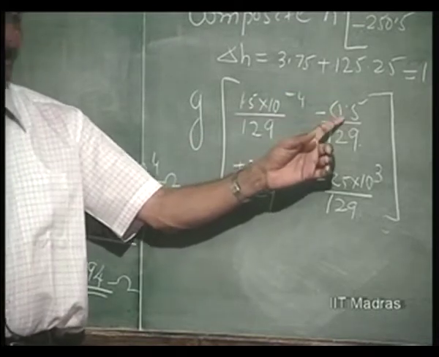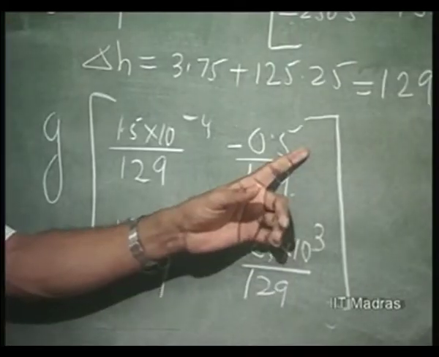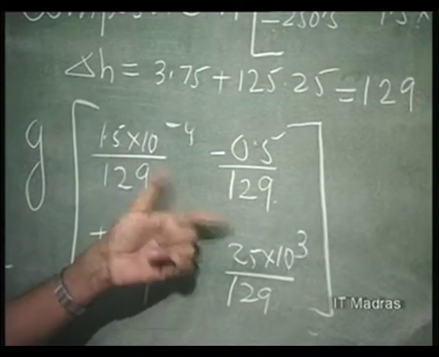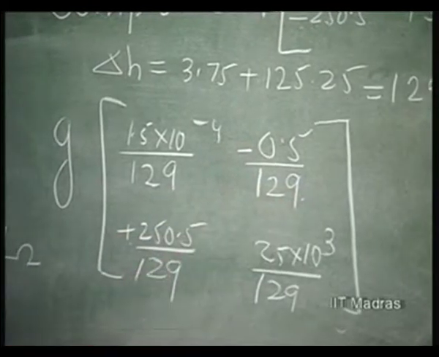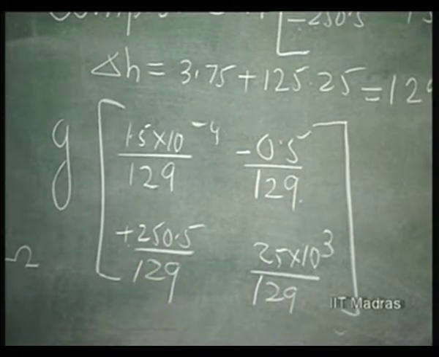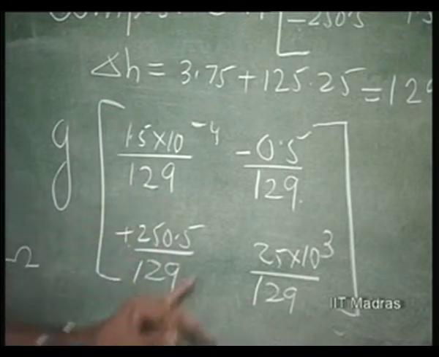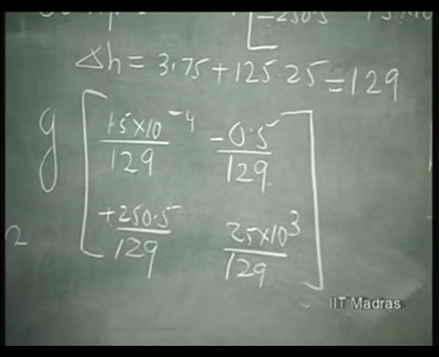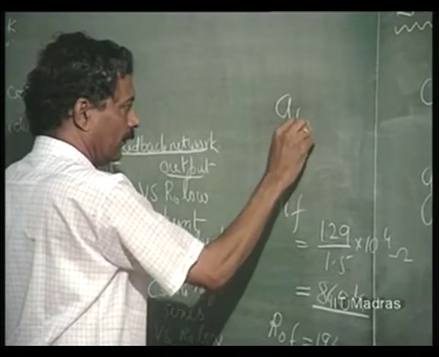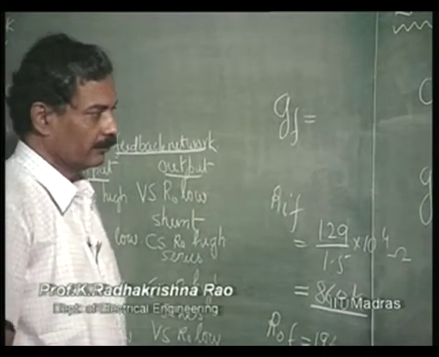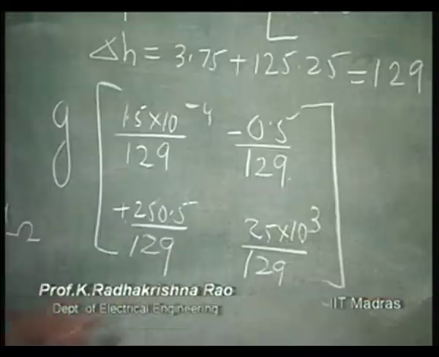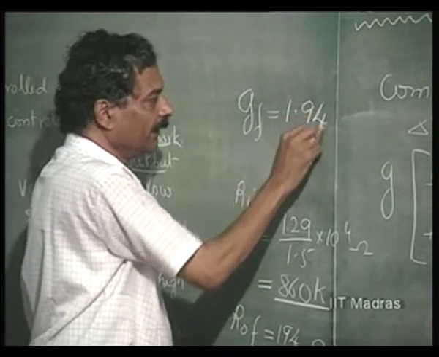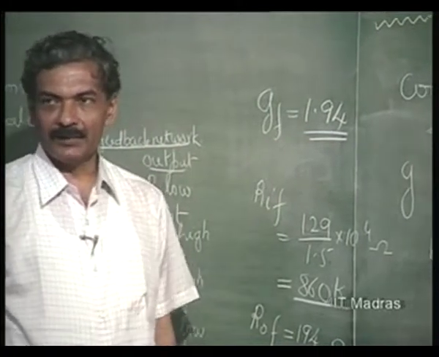Of course, this is less than 0.5. Basically, this 0.5 comes about because of the passive network, not because of the amplifier. This 0.5 is also getting reduced by a factor of 129. So, it is also going towards 0. Now, this is of interest to us. What is this? This is the gain. This is GF. 250.5 by 129, 1.94.